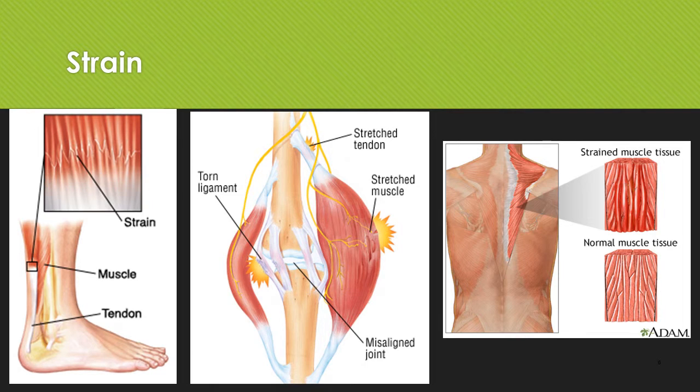Strain. A microscopic tear to the musculotendinous unit is similar to a sprain. The area of injury will be swollen and painful to the touch, generally incurred over time. However, how quickly the symptoms develop indicates the severity of the injury.